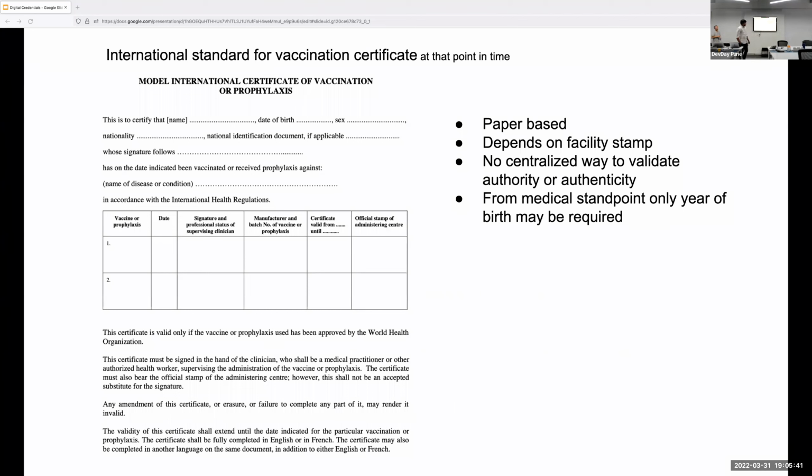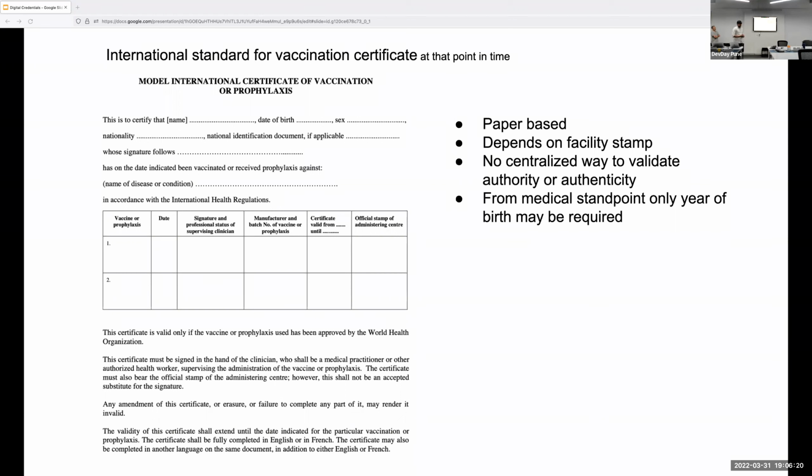Now, going back two years, how was vaccination happening? When a person got vaccinated, there was just a paper receipt provided to the recipient. The complete vaccination certificate becomes legit only when a facility signature or a stamp gets printed on it. This vaccination certificate was not centrally validated, so there was no central authority who could say this is a proper valid certificate.